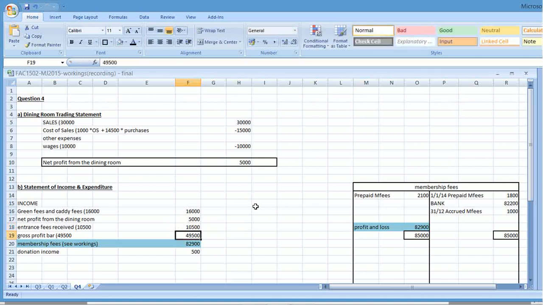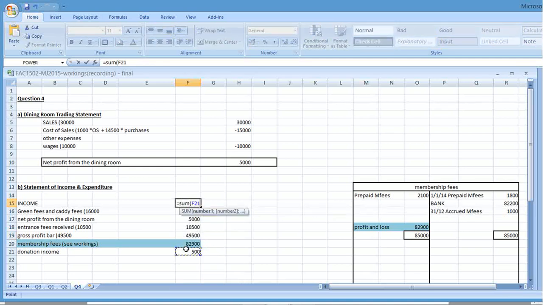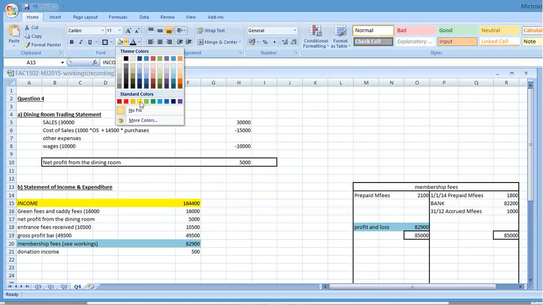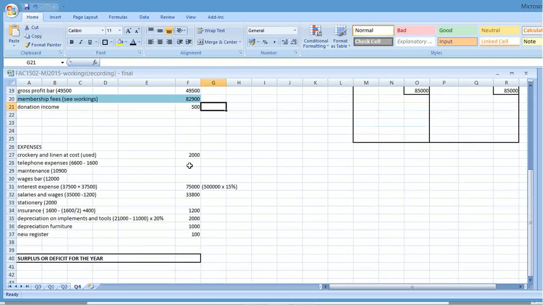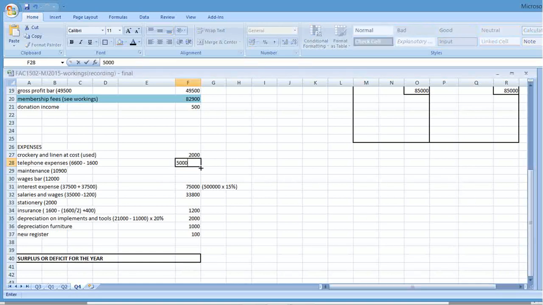Then we've got the membership fees, the net income from the dining room, and the donation income, so that's all fine. If I sum up all of this, it gives me the total income. Then we need to look at all the expenses. Telephone, we need to subtract there, so telephone here would be 5,000.